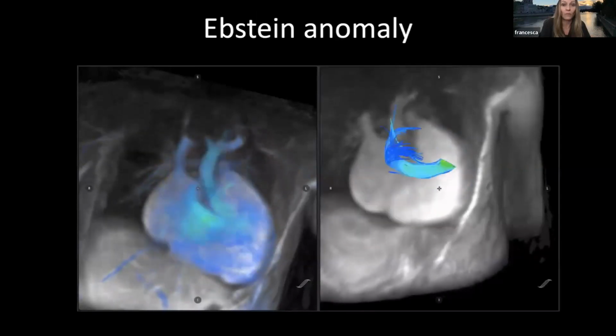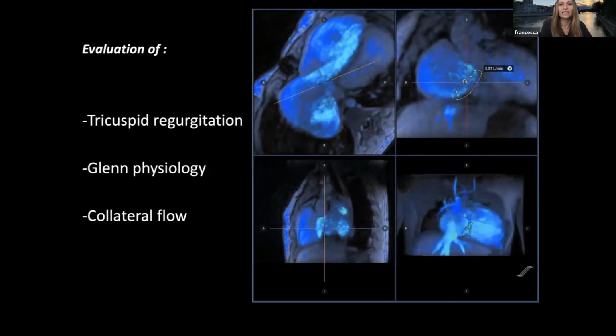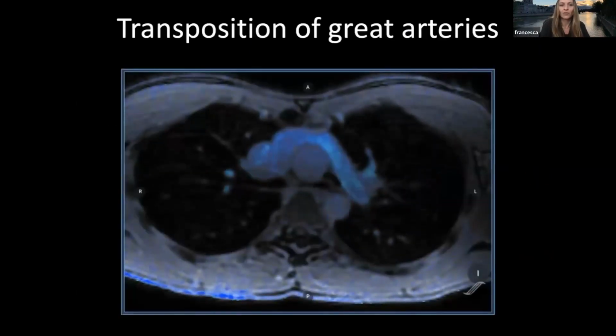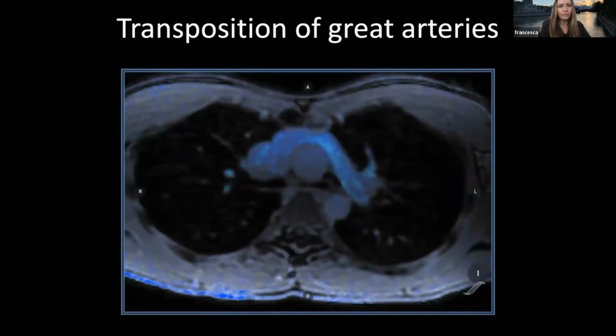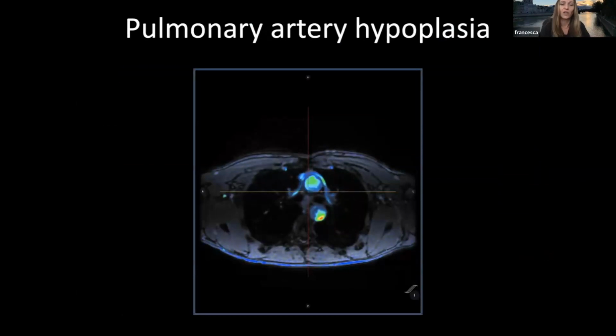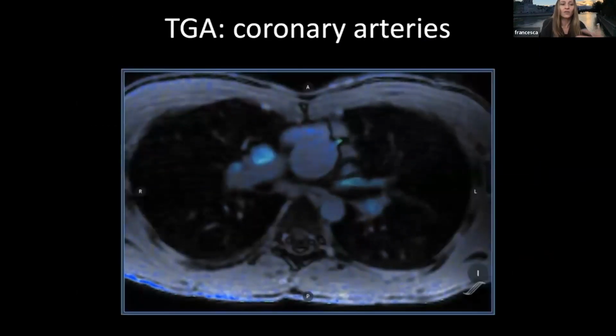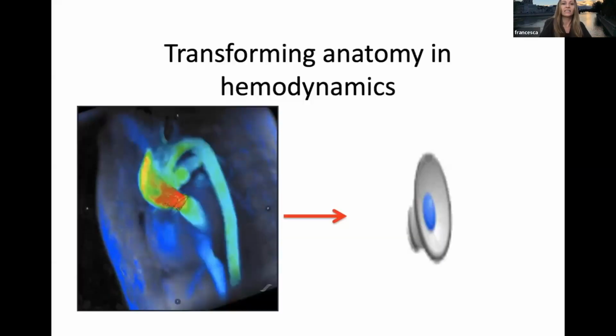And also in all complex valvular disease, such as Ebstein anomaly, we can really study the dynamics of the valve and measure flow. And last but not least, the position of great arteries in follow-up, studying the pulmonary branches, especially in complex cases, and also studying coronary ostia and perfusion of coronary arteries in this patient.